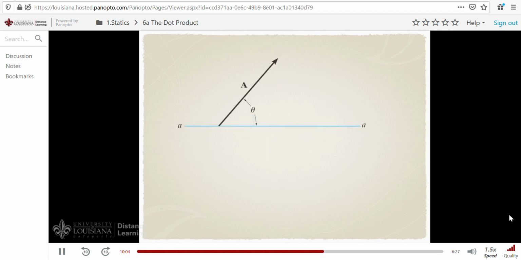Okay, now let's talk about actually finding it. Consider this vector A, and here's a line AA, and the angle that the vector makes with the line is theta. We want to find the projection of A along the line. Drop our perpendicular like this, and the projected vector we need is right here, and we'll call it A of A, the vector along the AA axis. To find its magnitude, it's simply equal to the magnitude of A times the cosine of the angle theta. But we can do it with vector analysis as well.